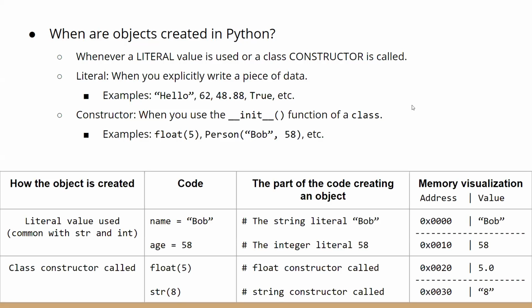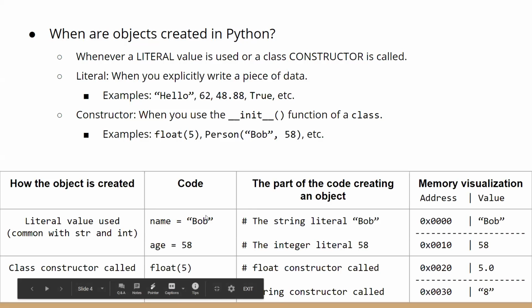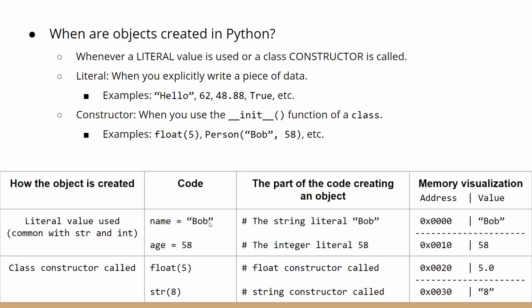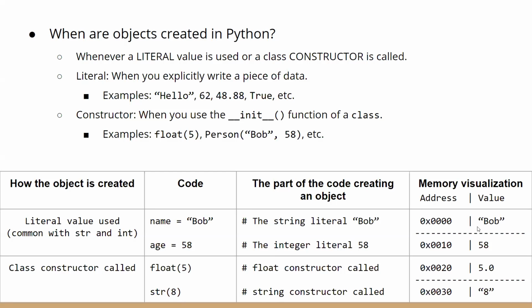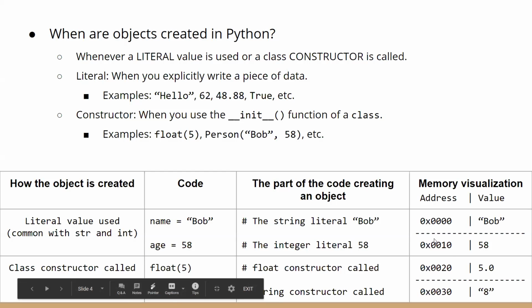So here's some examples here at the bottom, how the object is created. Here's some examples using literal values. So the part of the code creating the object is the string literal Bob, or the integer literal 58. These over here are just variable names that are referencing the objects. So the objects are the actual values, the actual things, pieces of data. So in memory, these would be stored at different addresses. And the addresses are usually written in hexadecimal, which is base 16. Don't worry about it too much.